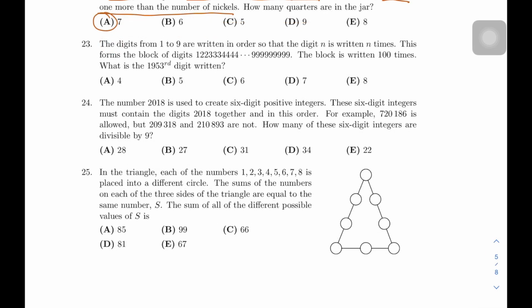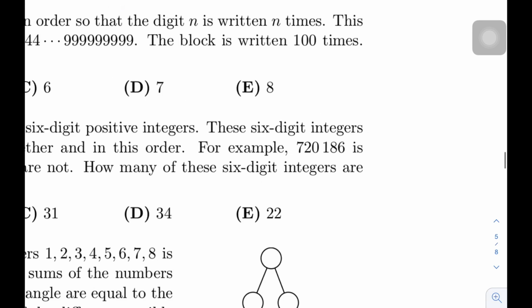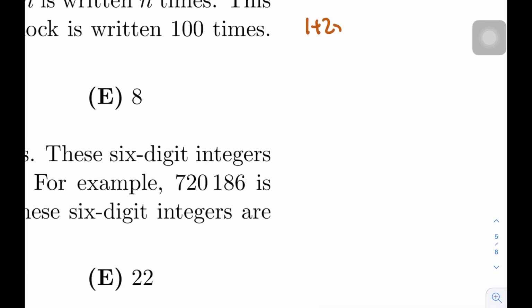Question 23. The digits from 1 to 9 are written in order so that the digit n is written n times. This forms the block of digits 1, 2, 2, 3, 3, 3, 4, 4, 4, 4, all the way to 9 nines. The block is written 100 times. What is the 1953rd digit written? So first thing I'm going to do is find out how many numbers there are in one block. So that's just 1 plus 2 plus 3 plus all the way until 9, which gives me 45.